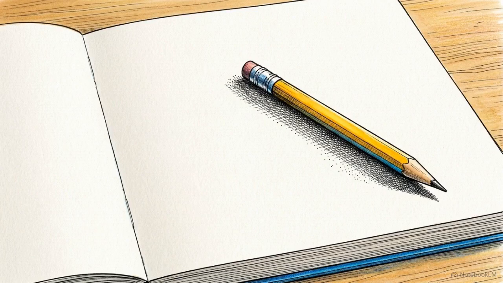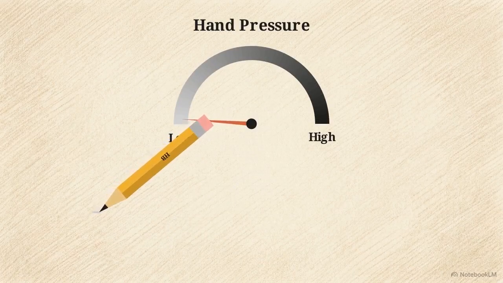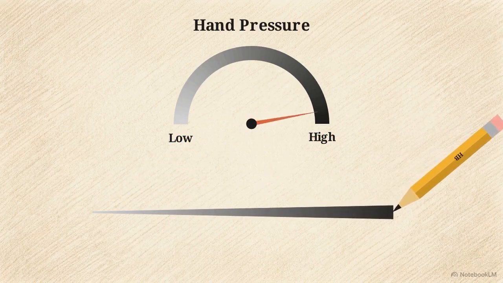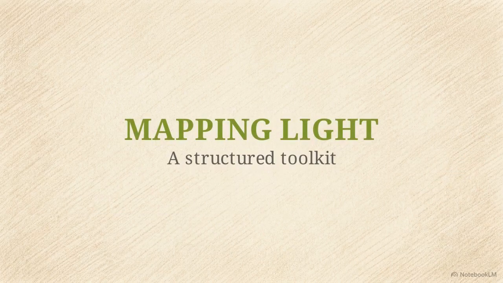Building this level of realism requires only basic materials and careful observation. With a standard school pencil and a sharp eye, you can create depth by mastering the strategic control of hand pressure. Before we draw complex objects, we need a structured toolkit to map light.